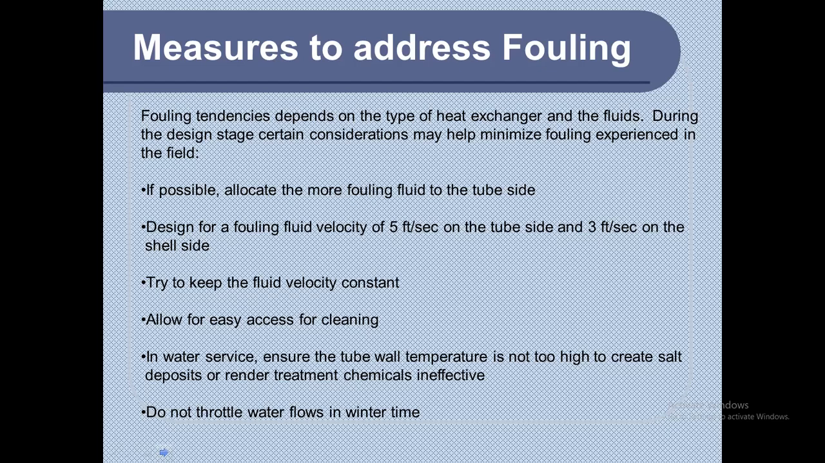Design for a fouling fluid velocity of 5 feet per second on the tube side and 3 feet per second on the shell side. This is the allowable velocity that will lessen fouling in our heat exchanger.